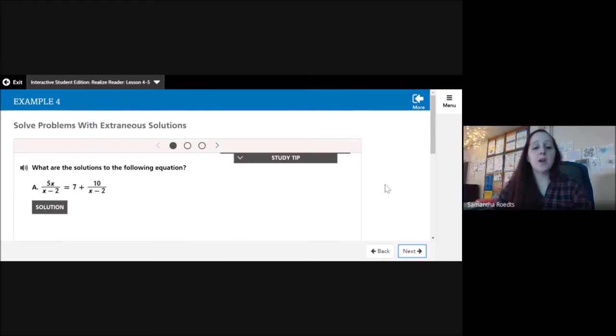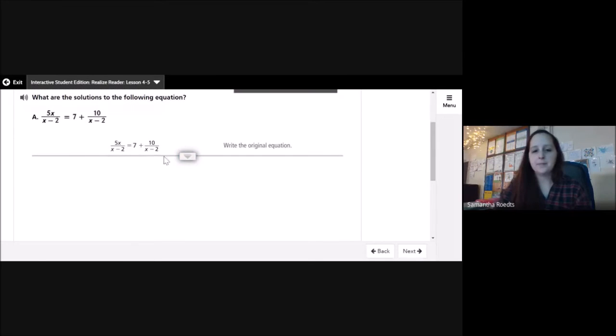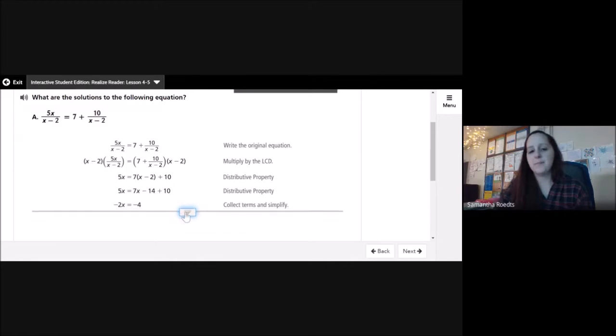All right, example 4, solve problems with extraneous solutions. What are the solutions to the following equation? 5x over x minus 2 equals 7 plus 10 over x minus 2. I multiply through by my common denominator and simplify. This x minus 2 cancels, so I'm left with 5x equals 7 times x minus 2 plus 10. So I have 5x equals 7x minus 14 plus 10.